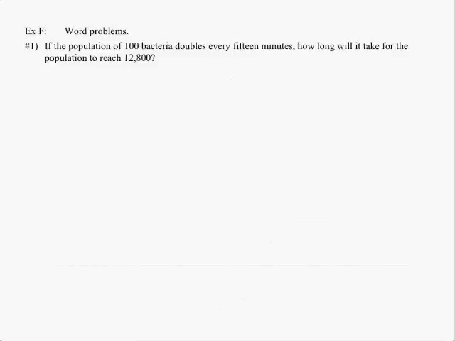Example F. If the population of 100 bacteria doubles every 15 minutes, how long will it take for the population to reach 12,800? We're going to need a variable. Let's say that x equals the number of times that it doubles.